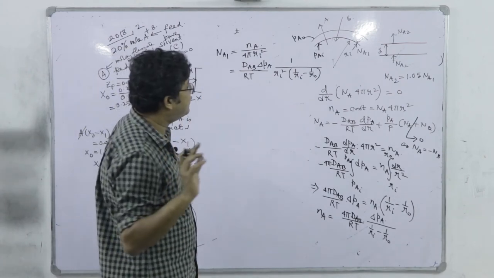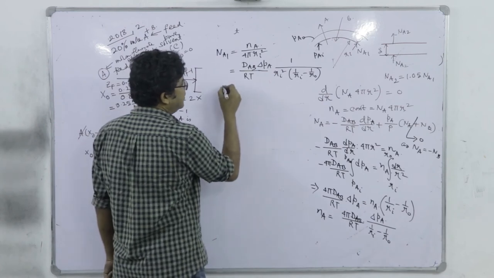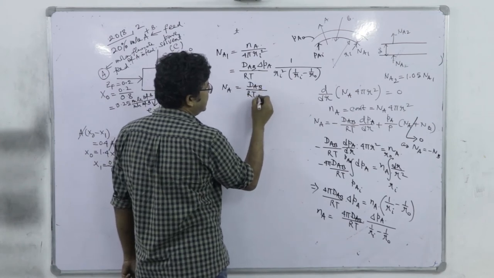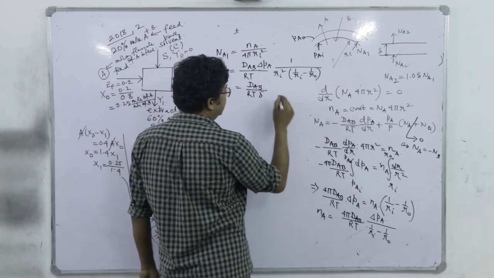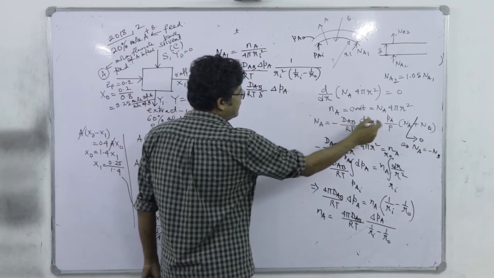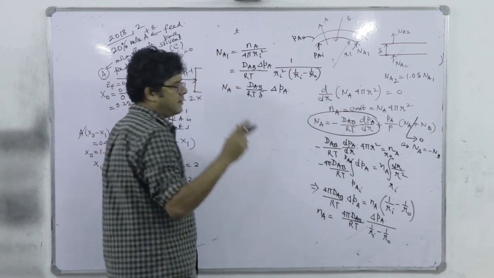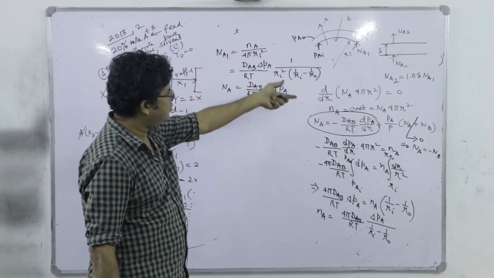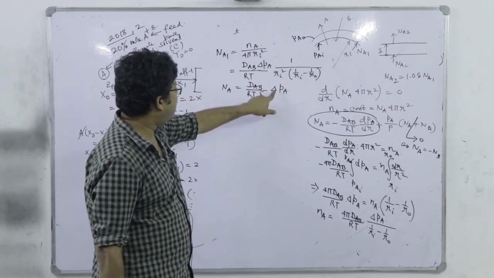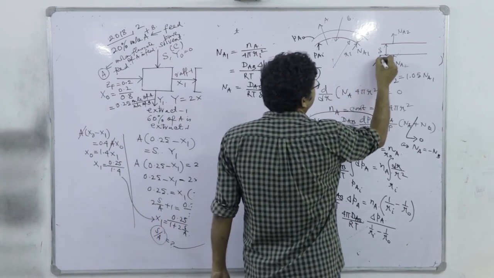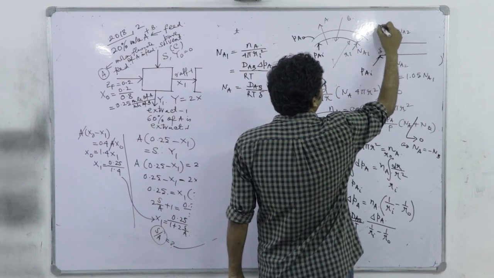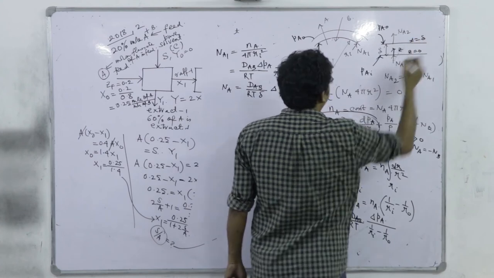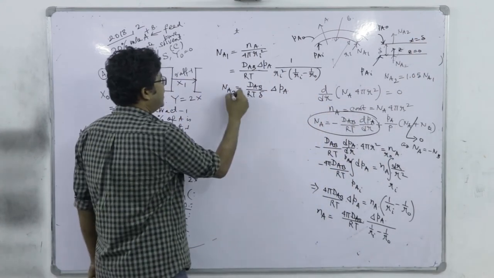Na2 is the diffusion through a flat film. There, Na equals DAB by RT delta into delta PA. Simply, if I integrate and write Z instead of r, from Z equal to 0 to Z equal to delta, I will get this. The driving force here remains the same: here it will be PAi, this will be PAo, with Z equal to 0 and Z equal to delta. So we get this expression for Na2.